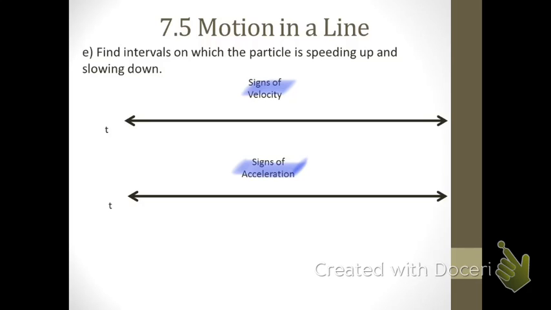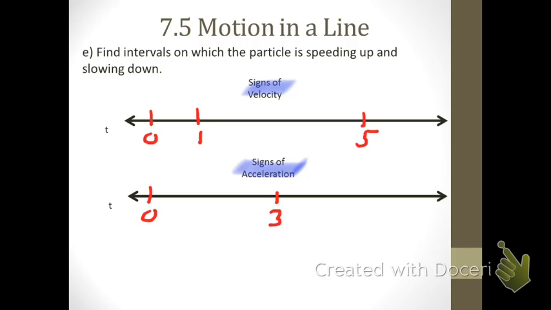And as I discussed in an earlier slide, we're basically going to find out when does the velocity and the acceleration have the same sign, and when do they have opposite signs. The particle will be speeding up anywhere velocity and acceleration are both positive or both negative, and the particle will be slowing down anytime one of those is positive and the other one is negative. You're going to have to do a lot of work on your calculator to follow along with what I'm doing right here.